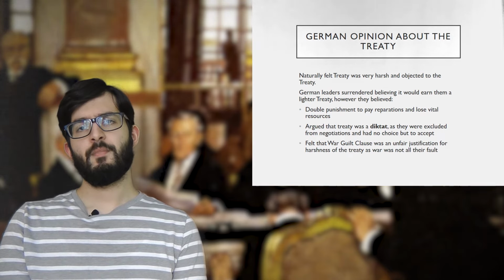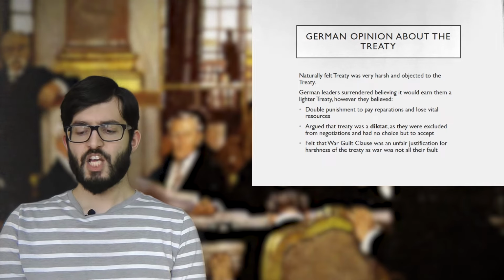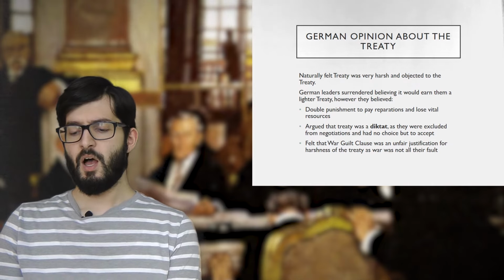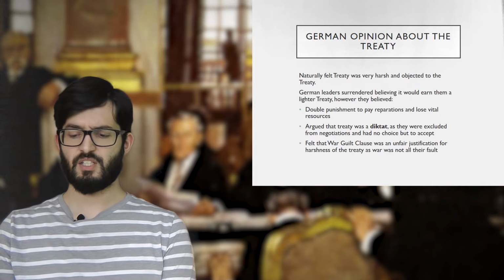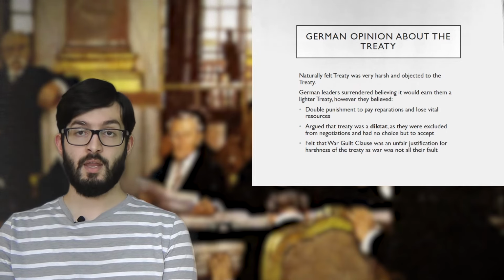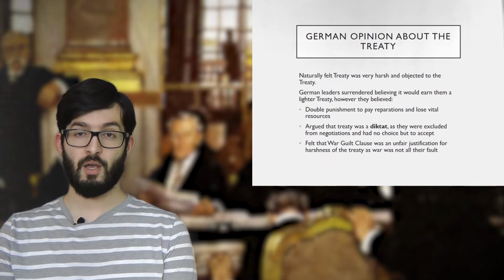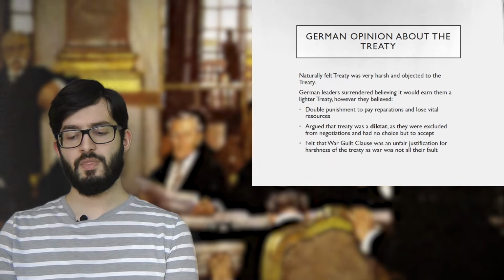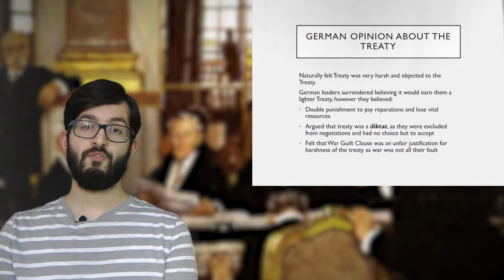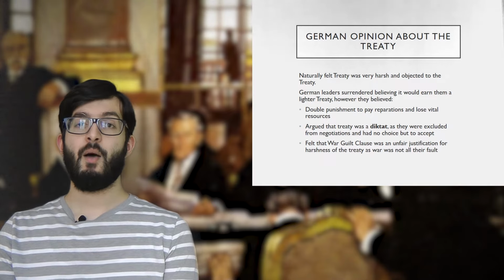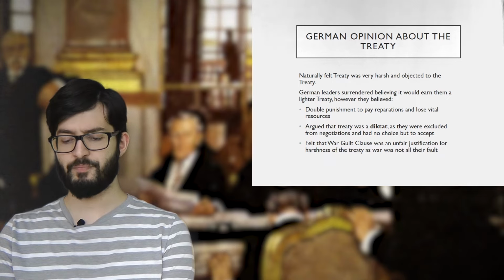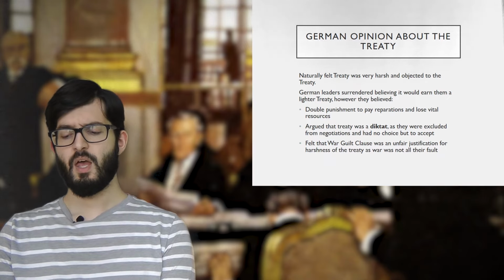So we then come to the German opinion about the treaty. Naturally, Germany felt the treaty was very harsh and objected to it as a result. There are a few main reasons why that was the case. German leaders surrendered to the Allied powers when they did, without carrying on the fight, because they believed it would earn them a lighter treaty. In their perspective, it was the Kaiser who began the war. They took over after he went into exile, and within about a month surrendered to the Allied powers and were negotiating throughout that entire month. And so they felt betrayed.